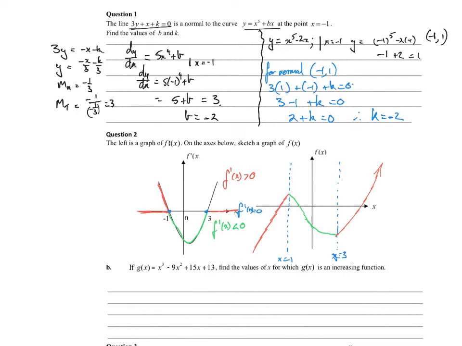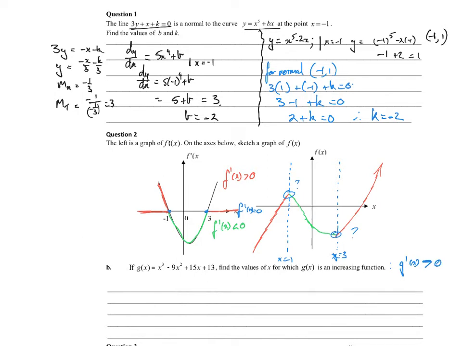The actual coordinates of these turning points are unknown. Okay, we're not too sure. We can't work those out. All right. Part B, find the values of x for which g of x is an increasing function. So that means whereabouts is g dashed of x greater than 0.